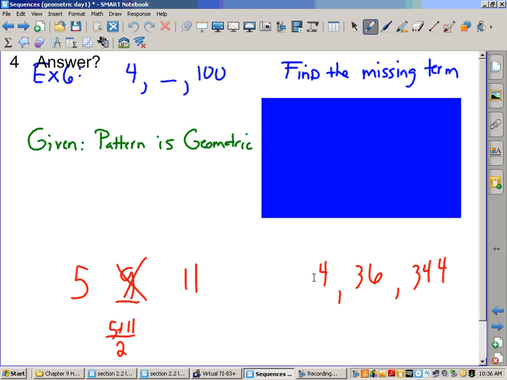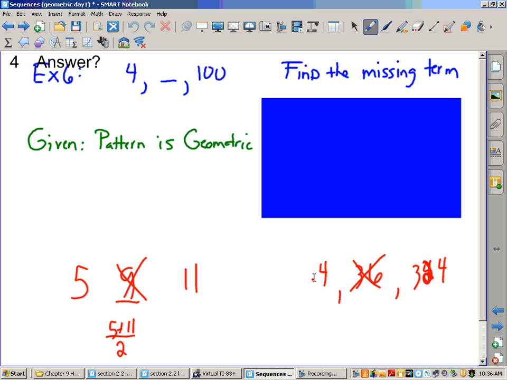Okay, so the question is how would I get 36 if I say find the geometric mean between 4 and 344? I think, double check this, 36 times 9, is that the answer? 324. I had a feeling I did that wrong. Okay, so if I had 324 and 4 right here, how do you get 36?